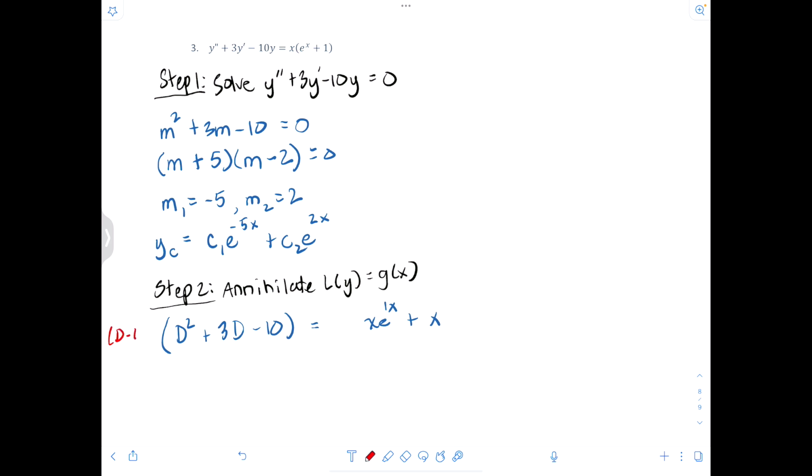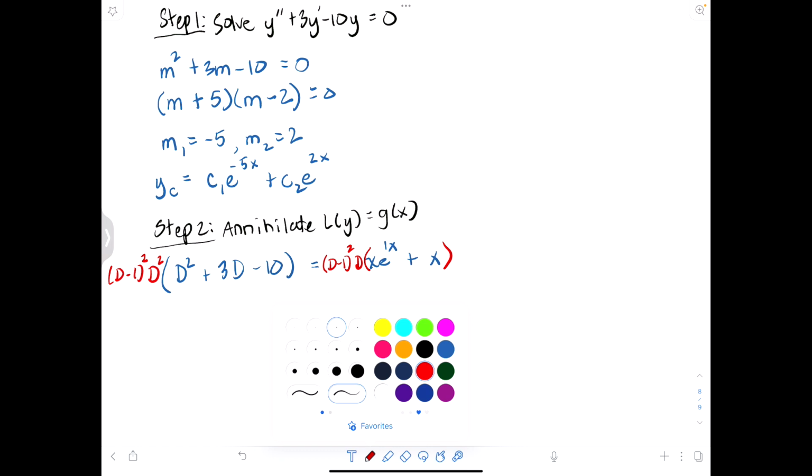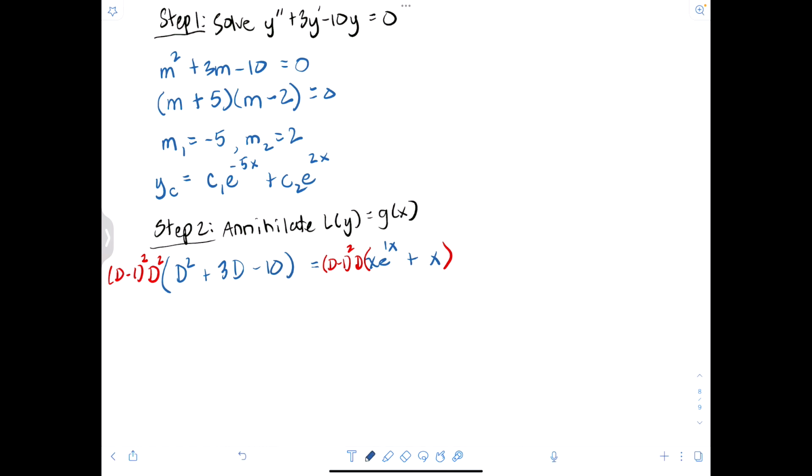D minus 1 squared annihilates x e to the 1x. D squared annihilates x, right? Because that would zero out that one. So we apply that D minus 1 squared and the D squared to the other side. We already know it's going to annihilate it, right? Because we've learned about that. If you want to verify that it annihilates, go right ahead, all right?